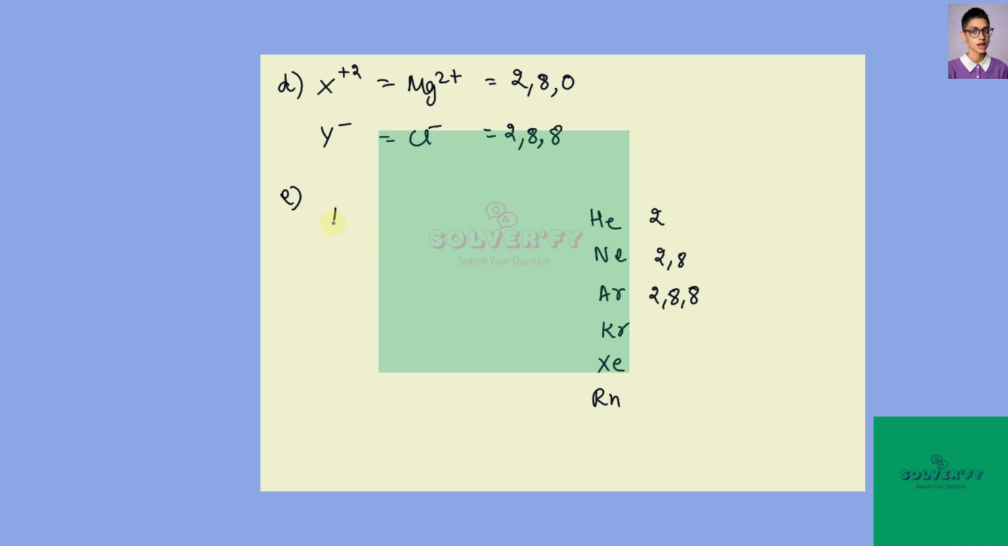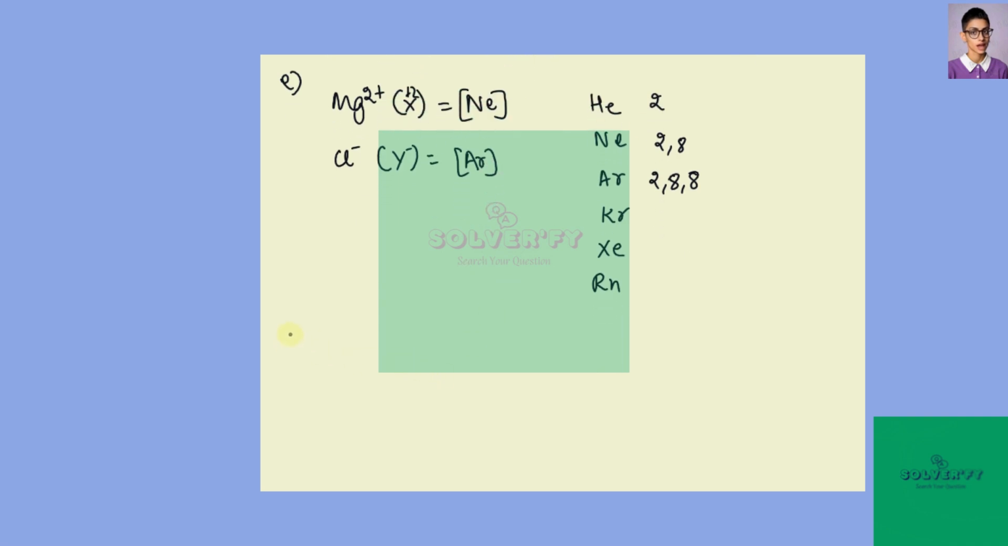So we can say that the magnesium 2+ ion, that is the X ion, will have the configuration of neon gas, and the Y negative ion, that was the chloride ion, will have the configuration of argon gas. So these will be the noble gases to which the electronic configurations of the X and Y ions refer.